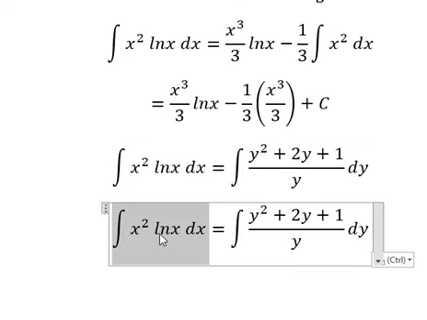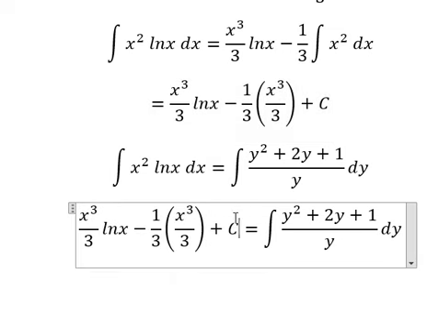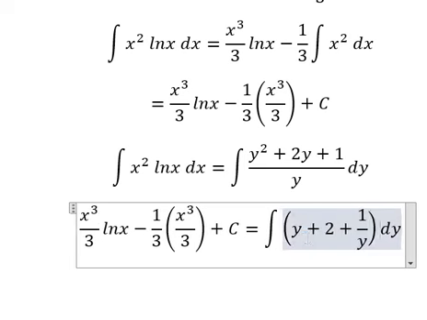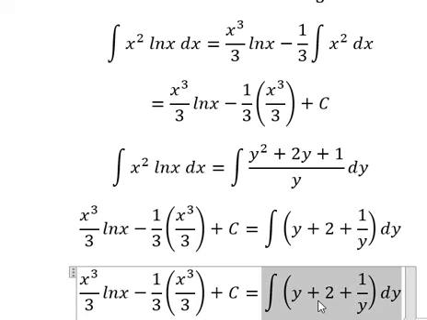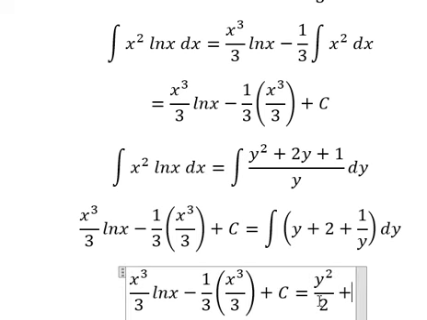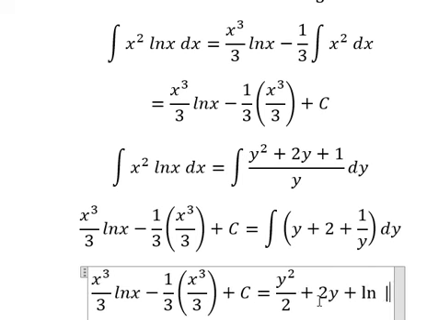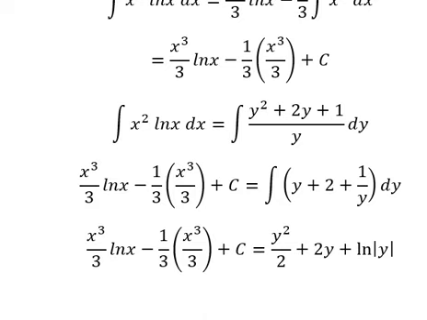The integration of this one is this one. Now y squared divided by y, that is y, and 1 divided by y, and now we have it like this. So the integration of y is y squared over 2. The next one we have is 2y, and the last one we have like this. This is the end. Thank you for watching.